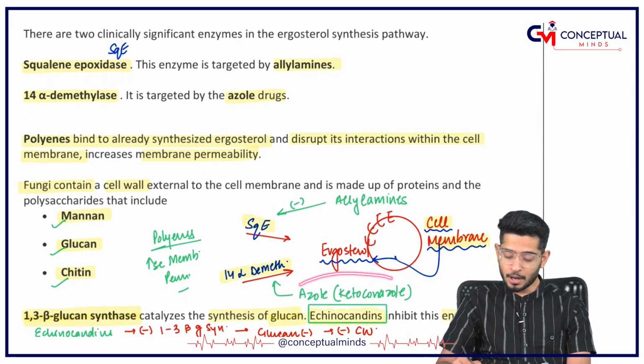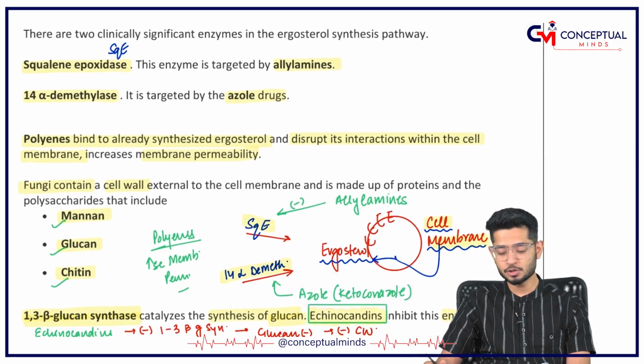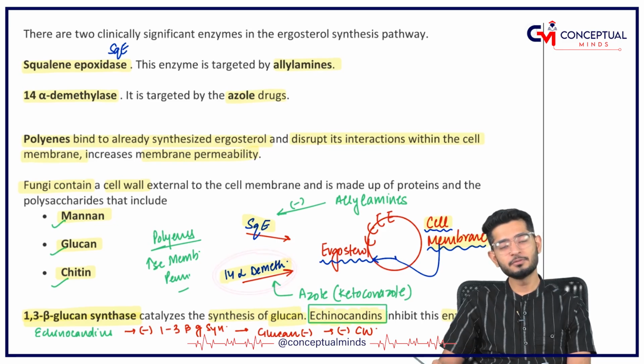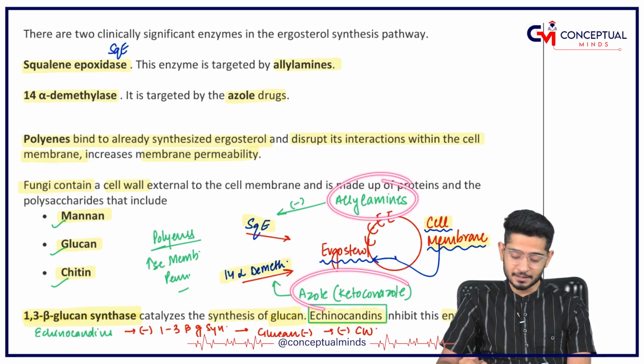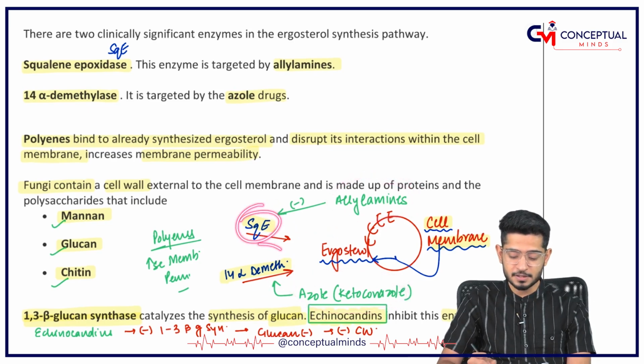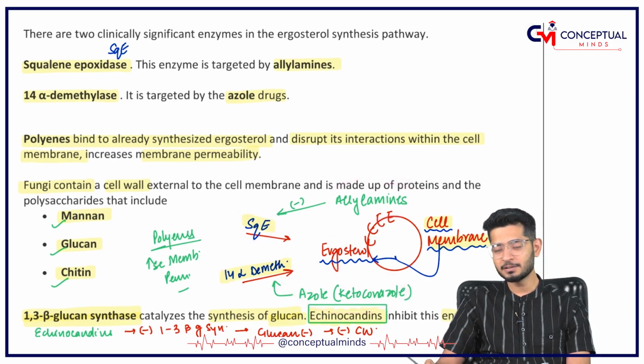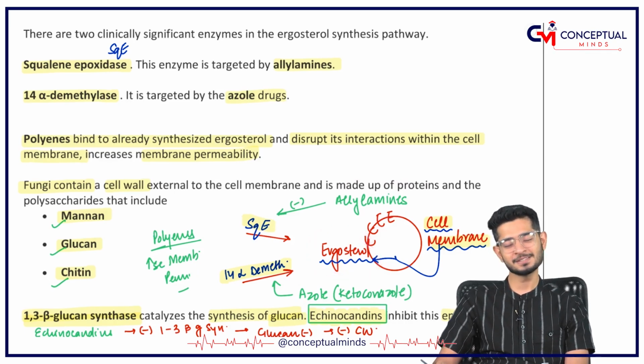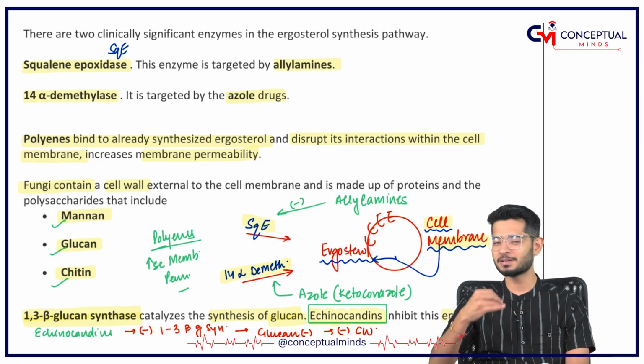And then you have azoles like ketoconazole. They are going to inhibit 14-alpha-demethylase. So both allylamines and azoles like ketoconazole are going to inhibit squalene epoxidase and 14-alpha-demethylase. That means no ergosterol will be synthesized. Because ergosterol is not being synthesized, that means the cell membrane is not being synthesized.